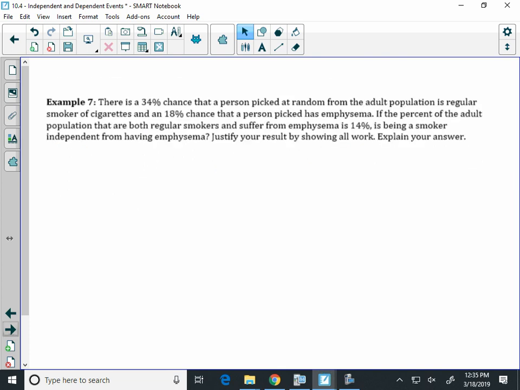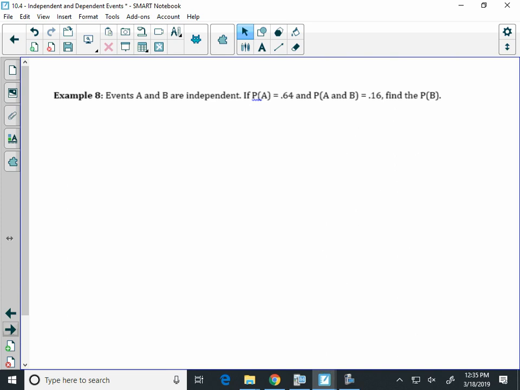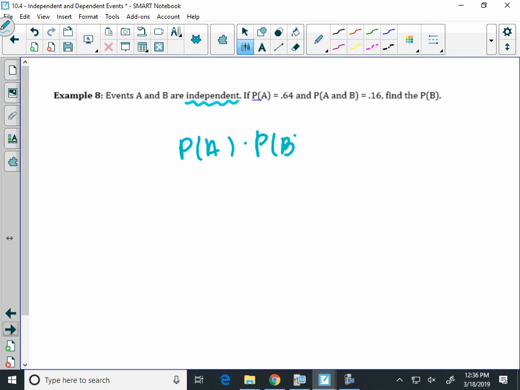Skip 7. Talk about events A and B are independent. If the probability of A is equal to 0.64, the probability of both things happening, A and B, is 0.16. Find the probability of B. Well, we were told that these events are independent. So whenever you see that in your brain, on your paper, it should trigger to you, oh, well, if I multiply these two together, it has to equal their intersection. Every time. When you're seeing those words, independent or dependent, that little formula, just write it down. Okay? Every time.